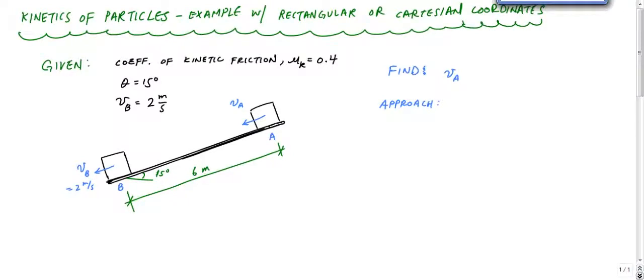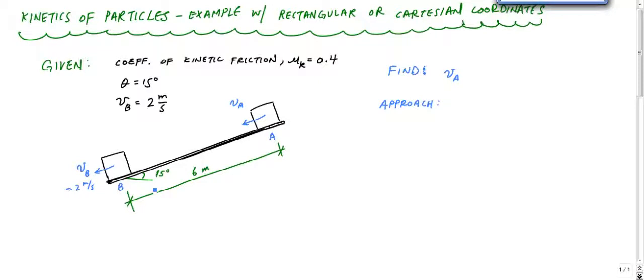Welcome back. We're getting back to engineering dynamics, and we're going to do a problem on kinetics of particles. This example uses kinetics with rectangular or Cartesian coordinates, or just the standard XY coordinate system in 2D. We're given boxes that are transported by a conveyor belt or some way to this ramp from A to B, and these boxes slide from A to B for a length of 6 meters.